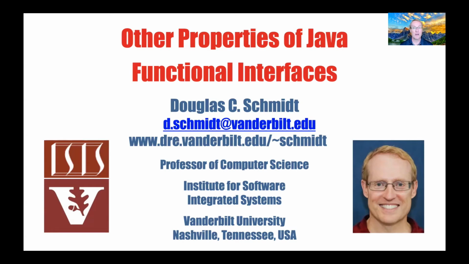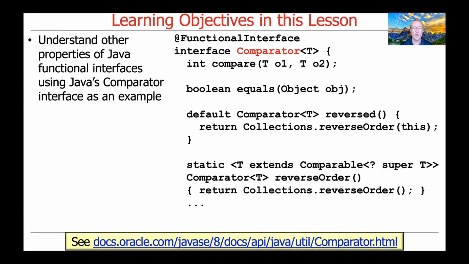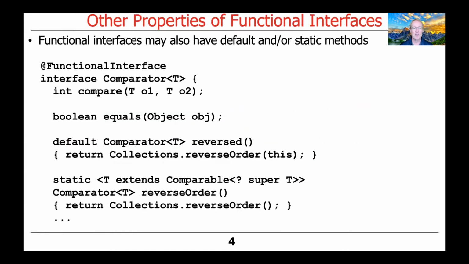We've now reached the final part of our discussion of Java's functional interfaces. In this part of the lesson, we'll understand some other properties of Java functional interfaces using Java's Comparator interface as an example. When you think about functional interfaces, you typically think about the fact that there's one abstract method. That's almost the defining feature of what makes something a functional interface. However, there are also other properties as well.